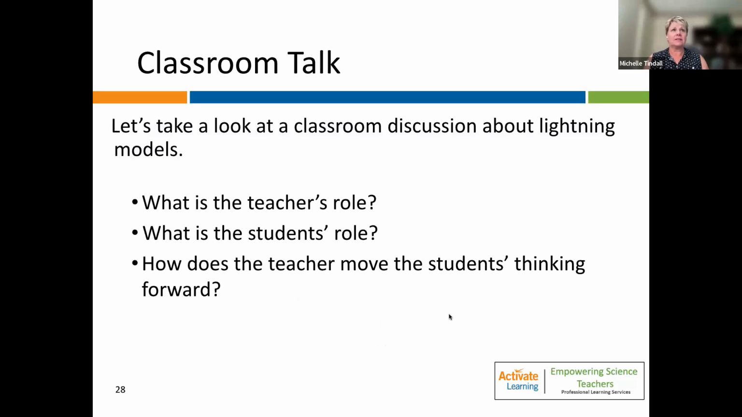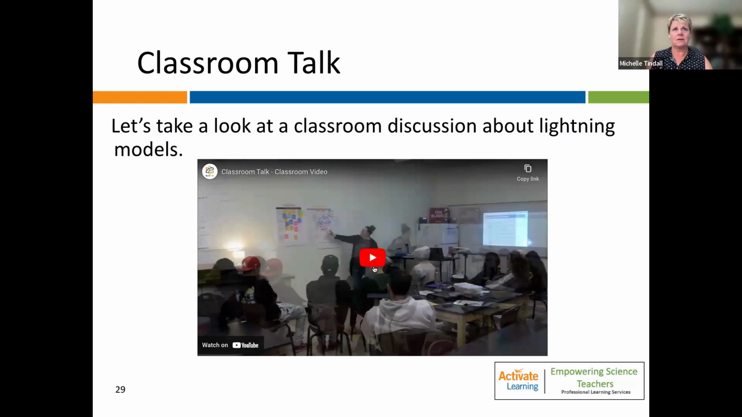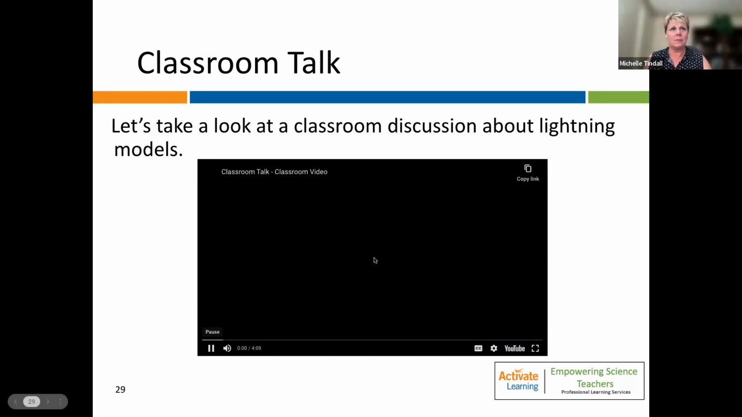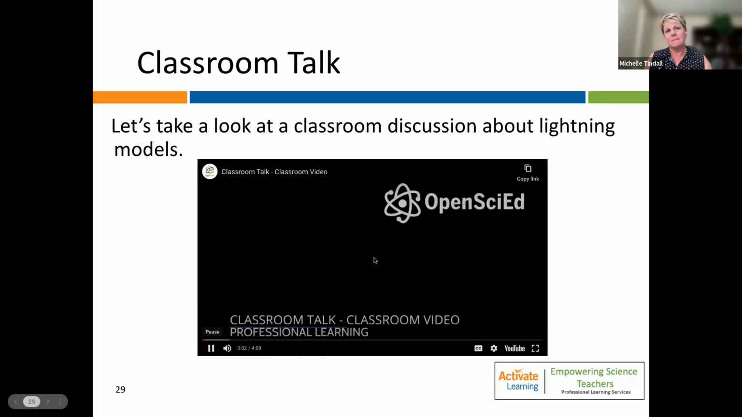So I want to take a peek at a classroom discussion. And in this classroom discussion, what is the teacher's role and what is the student's role? And then how does the teacher move the students' thinking forward? Okay, so think of those three pieces. What's the teacher's role? What's the student's role? And how does the teacher move the students' thinking forward? So let's go there. We're going to watch this for about 2 or 3 minutes, and then we'll have a quick entry into our chat about it.